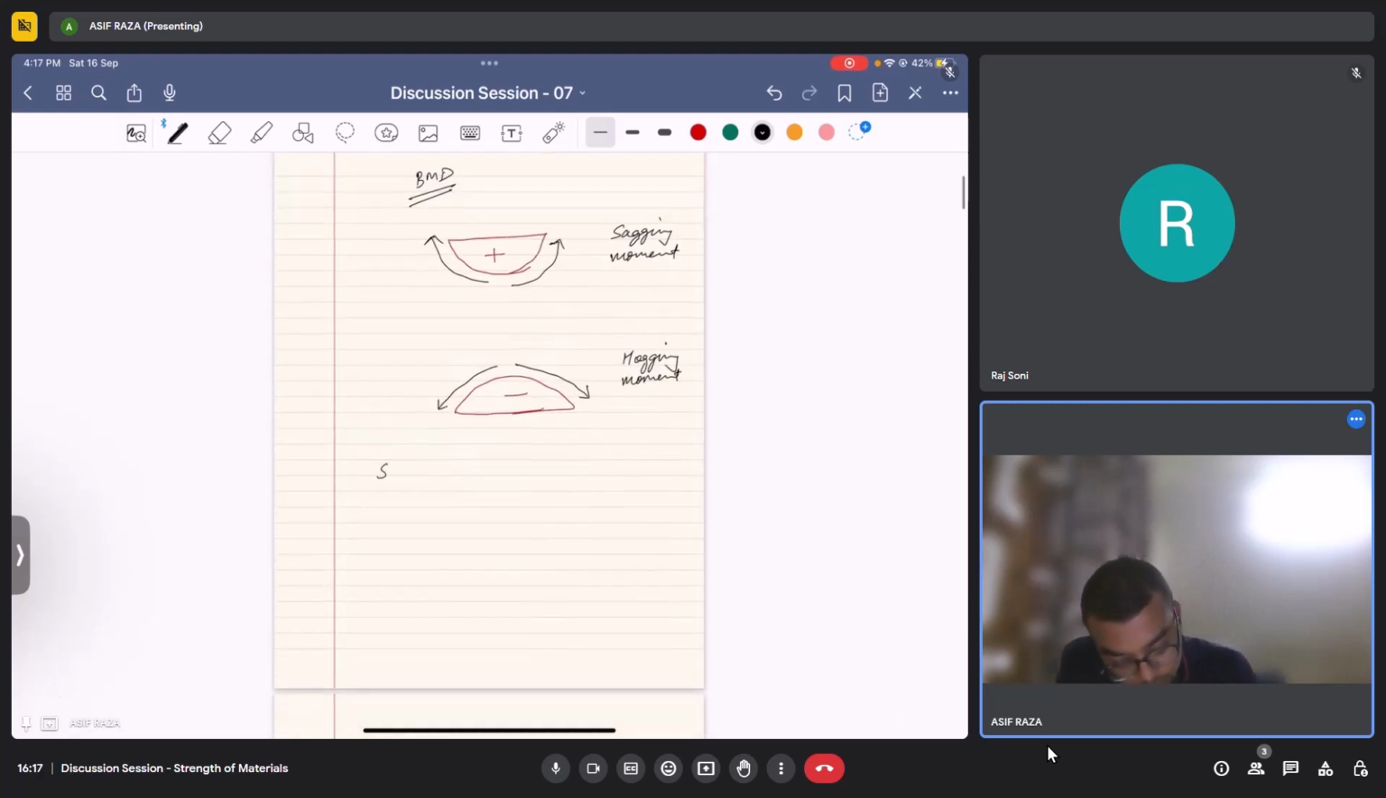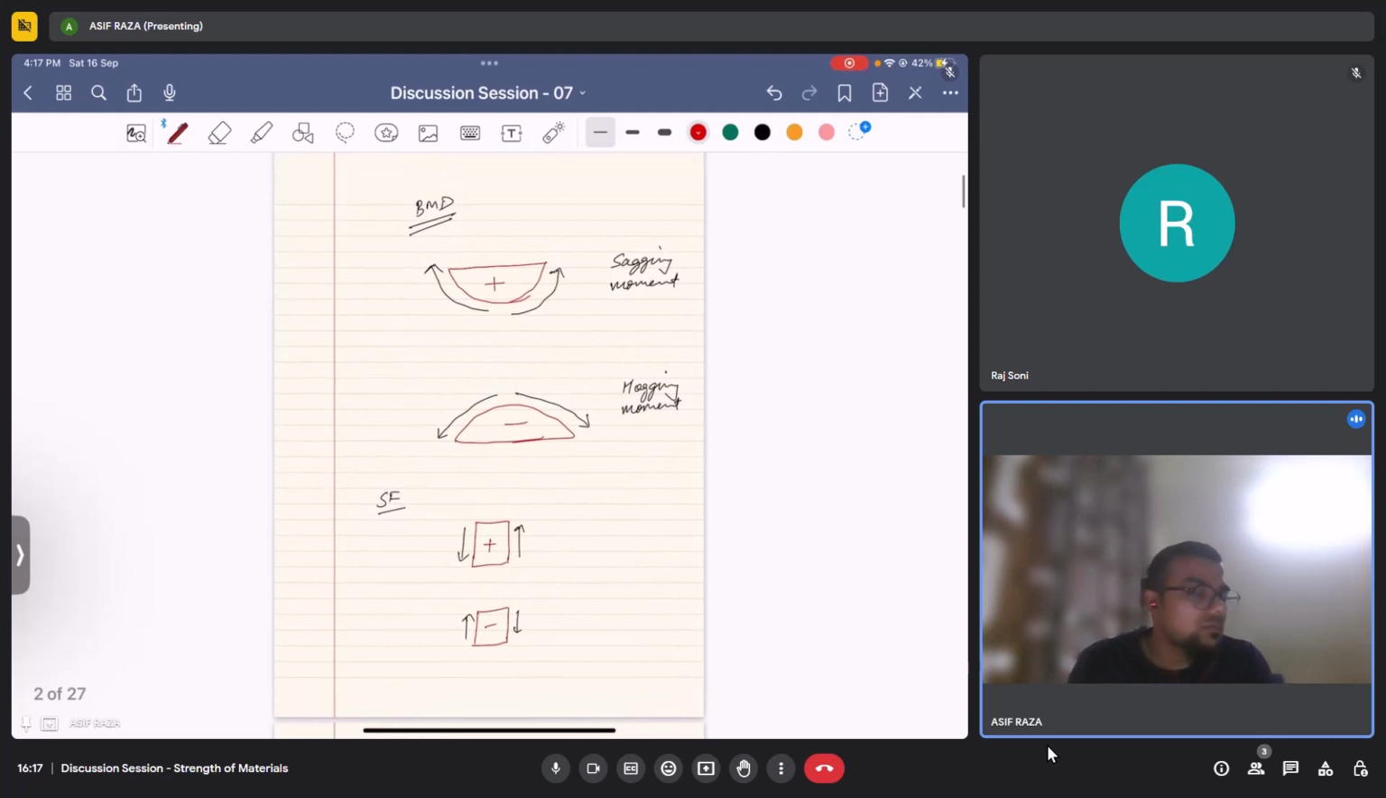For the shear force, we take this as the positive sign convention, and the negative we take this. So this is the most basic thing which is required for this assignment.